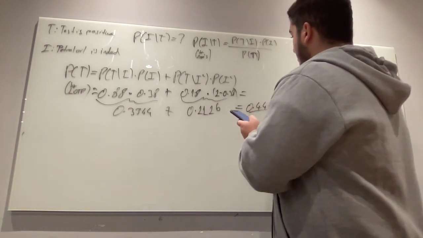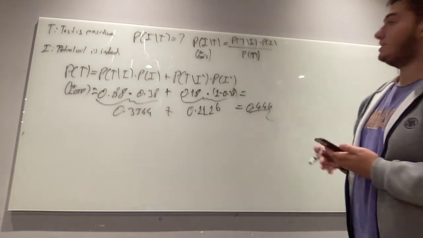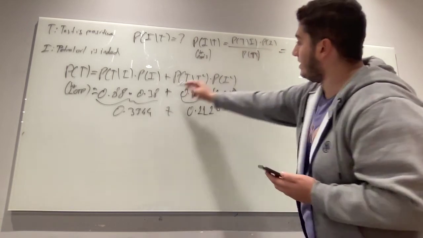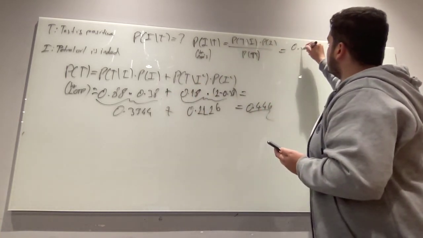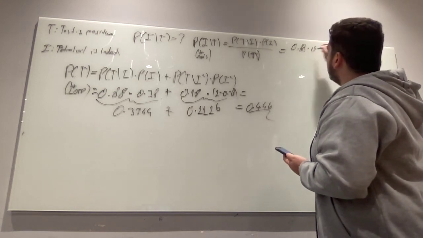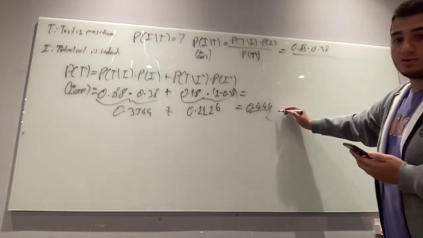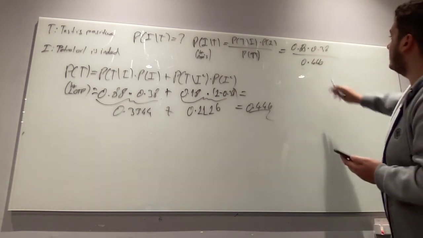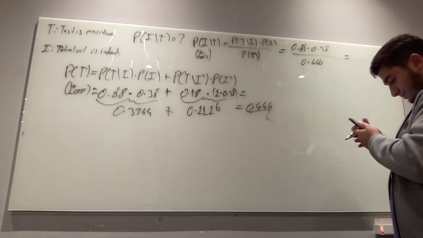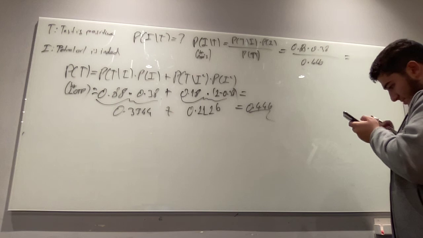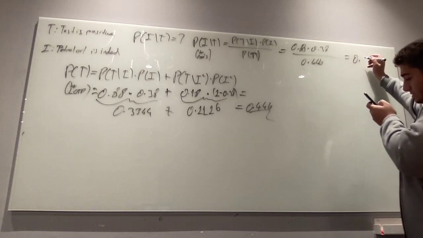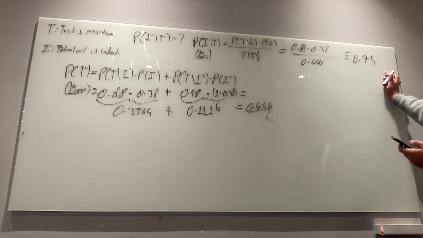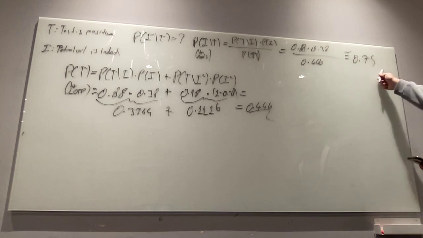0.446. That's the probability of T, but it's asked the probability of I given T. I'm writing them here. The probability of T given I times the probability of I I already did there: 0.88 times 0.38 over the probability of T, which I've just calculated, 0.446. And that's equal to, finally we get the result, approximately. It's a long number, I've written it approximately.